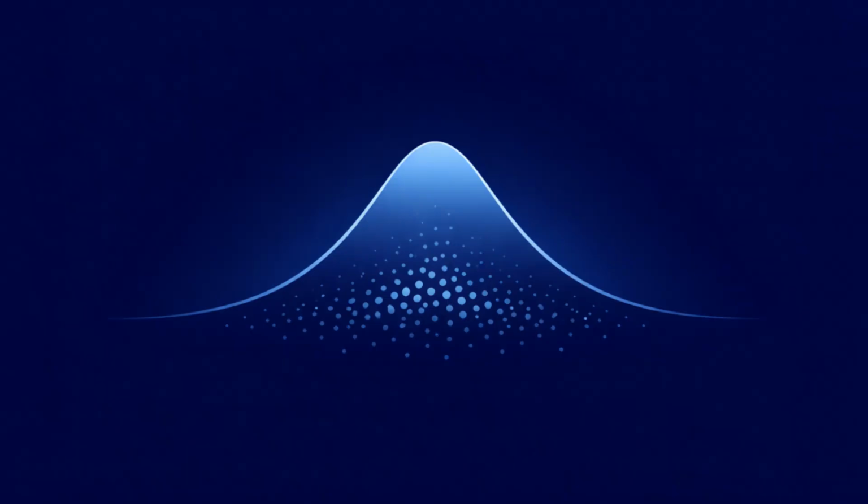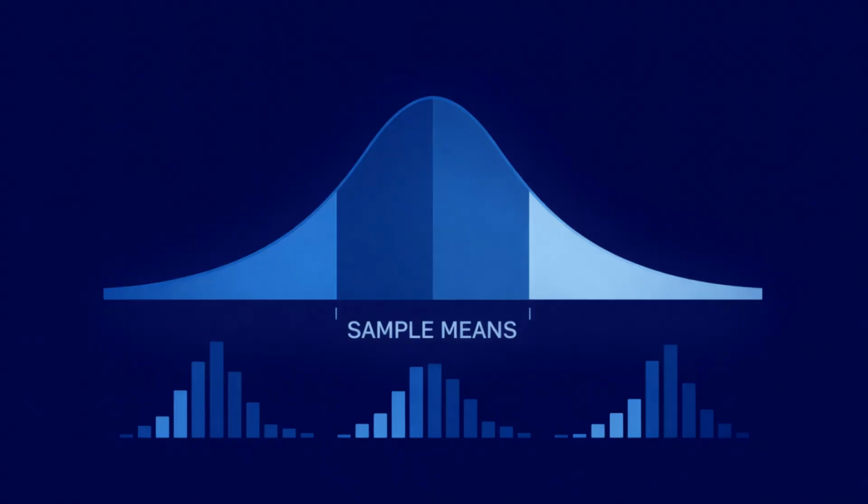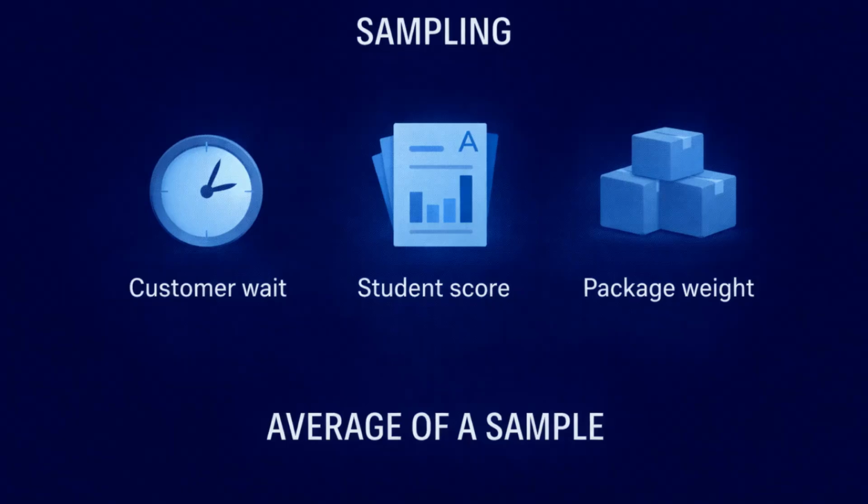The Central Limit Theorem exists because averages behave differently than individual values. When we take averages of samples, random variation smooths out. As long as the sample size is large enough, those sample averages follow a normal distribution and have less spread than the original data. Central Limit Theorem questions are always about sample means, not individual observations. You'll often see language like sample average or mean of a sample. Examples include the average wait time of a sample of customers, the average score of a sample of students, or the average weight of a sample of packages.